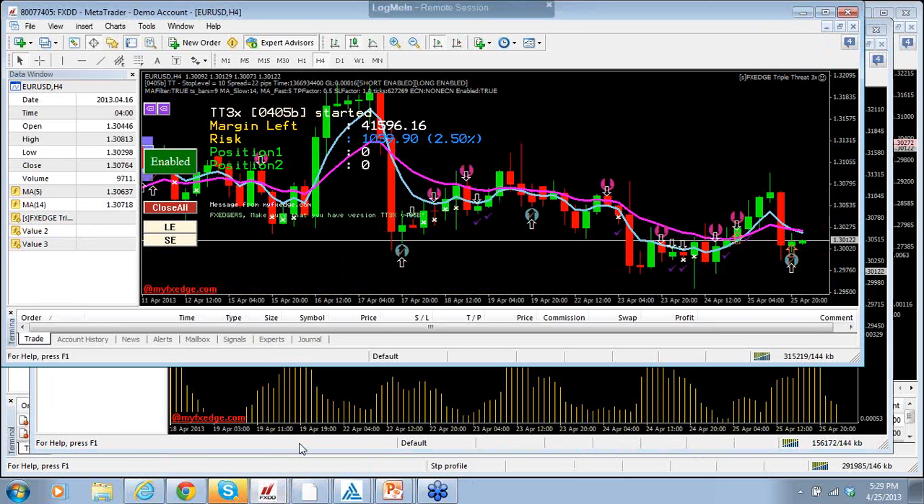And let's take a look at our Triple Threat 3. All right, Triple Threat 3X is flat. We have nothing, so we're looking for another trade, another opportunity. That's pretty much our wrap-up. There's really not much to talk about besides that.